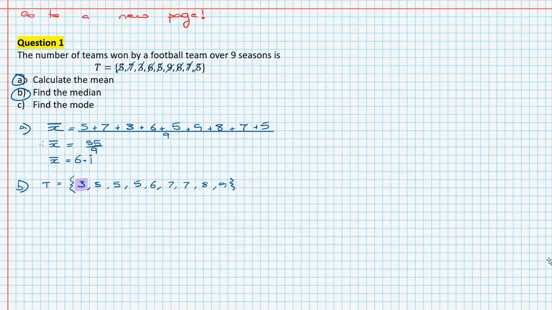Now we have to go one by one and start ticking the numbers off. So 3 and 9 are gone, 5 and 8 are gone, 5 and 7 are gone, then 5 and 6 are gone. So therefore, our middle data point is the 6 here. So therefore, our median is equal to 6 because that's our middle data point. So not too complicated.